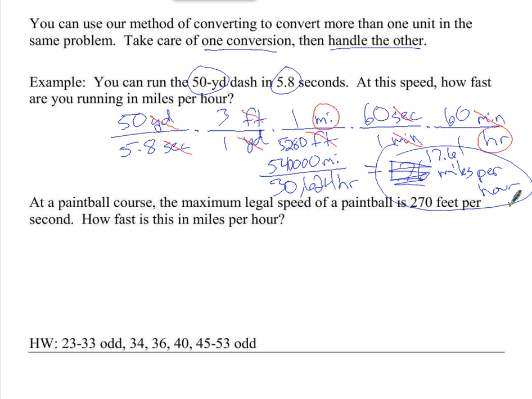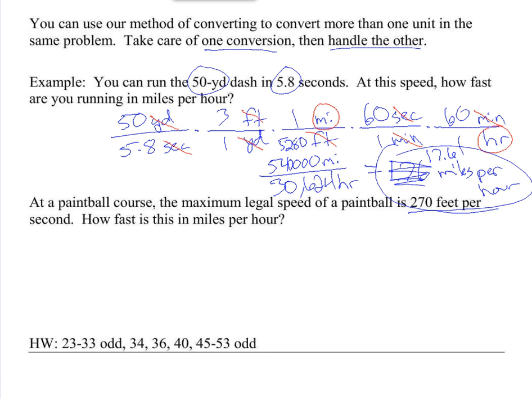The second problem, at a paintball course. Anybody play paintball in here? Yeah? All right, me too. At a paintball course, the maximum legal speed of a paintball is 270 feet per second. How many miles per hour is that? I don't know either. Actually, I do know. Any guesses? 45 miles an hour? To 50? Okay. Well, let's do the conversions here, and let's find out. How fast is that paintball traveling if it's going 270 feet per second? Do that quickly and well, and then I'll tell you a story.